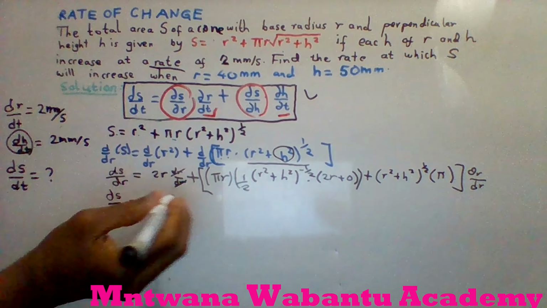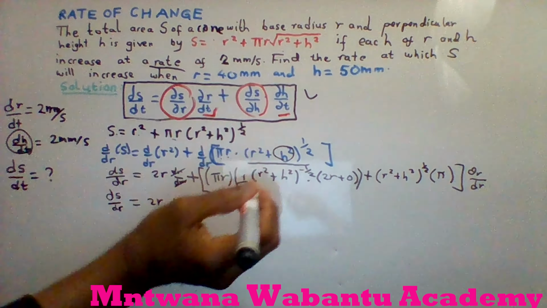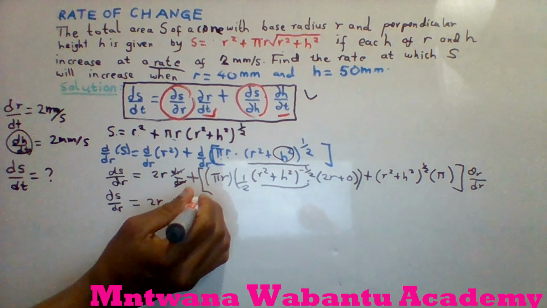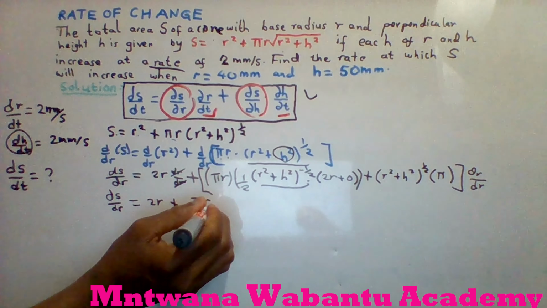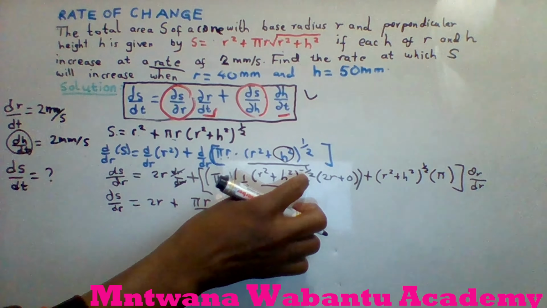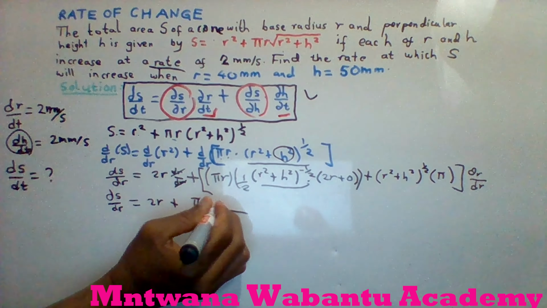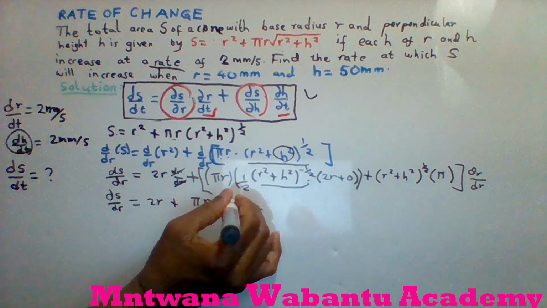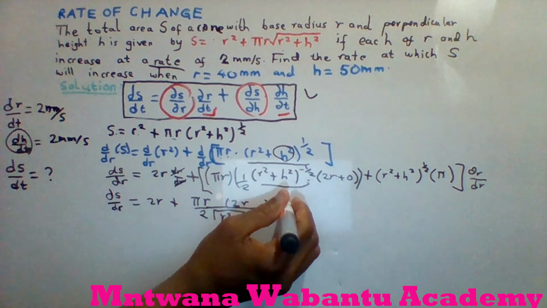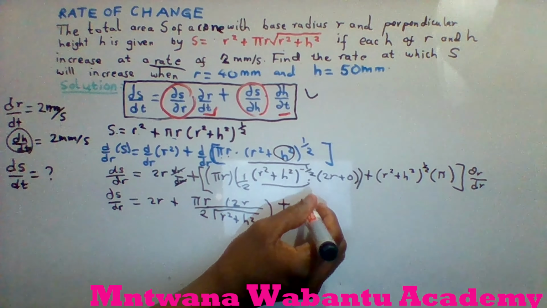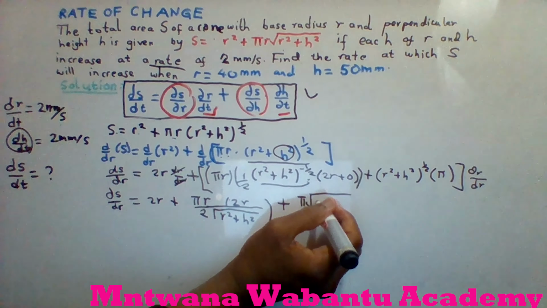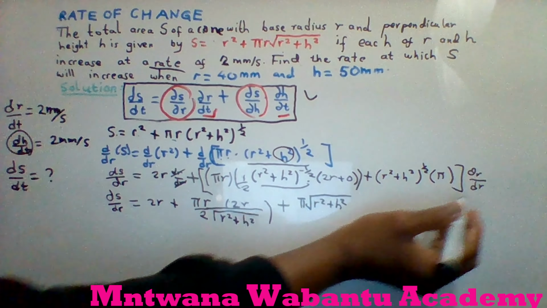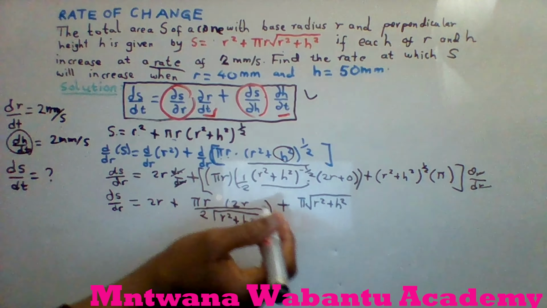ds/dr equals 2r plus, okay, all this stuff has a negative power, so it's going to go to the bottom. So this is going to be pi r over 2 times the square root of r squared plus h squared, because it has a negative half. And to the top is just 2r there, so we add, and this r here is like a pi, and then we have the square root of r squared plus h squared, and this cancels. So that's what we have on the right hand side. Now this is what we have right now.